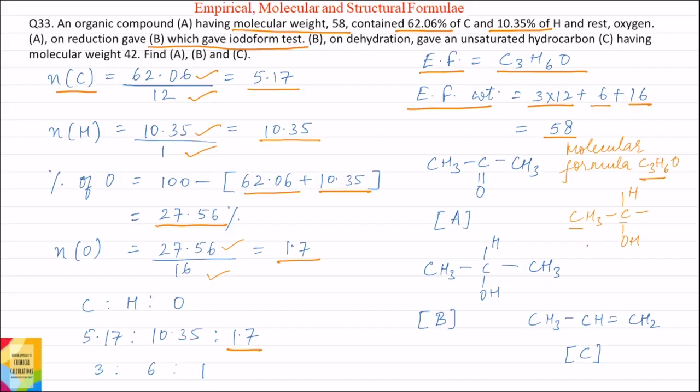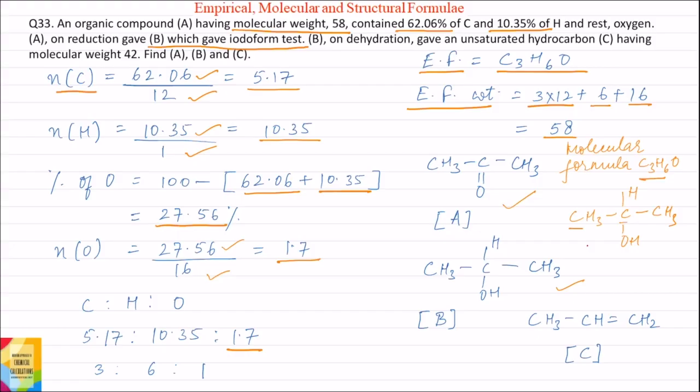Therefore, if this CH3CHOH group is bonded to a methyl group, then it accounts for the third carbon atom, and the structure of B is CH3CHOHCH3. This is the structure of B. B is formed by the reduction of A. So if we oxidize B, we get A. On oxidation of B, it forms methyl ketone, that is CH3COCH3. This is acetone. So this is the structure of A.